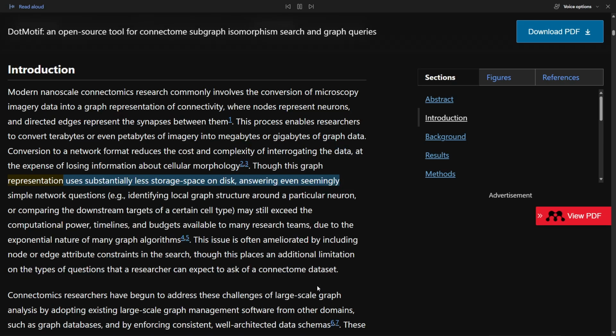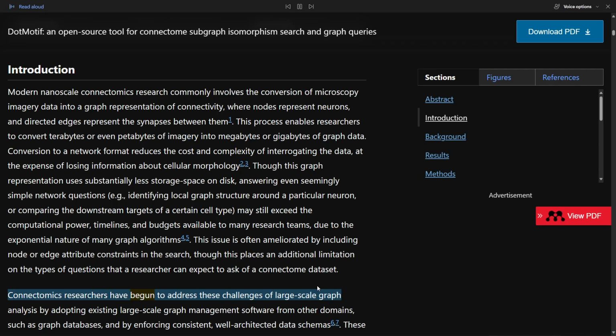Though this graph representation uses substantially less storage space on disk, answering even seemingly simple network questions, e.g., identifying local graph structure around a particular neuron, or comparing the downstream targets of a certain cell type, may still exceed the computational power, timelines, and budgets available to many research teams, due to the exponential nature of many graph algorithms. This issue is often ameliorated by including node or edge attribute constraints in the search, though this places an additional limitation on the types of questions that a researcher can expect to ask of a connectome dataset.